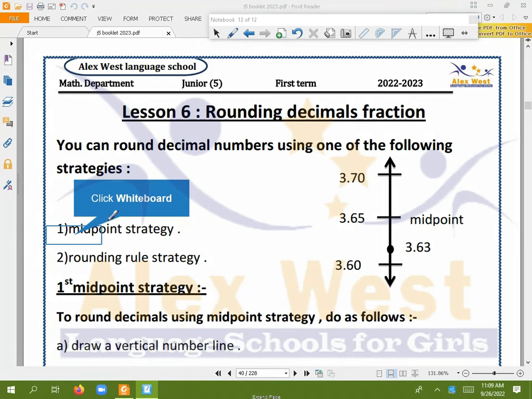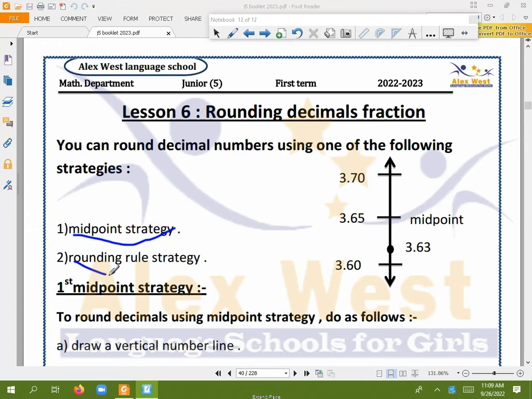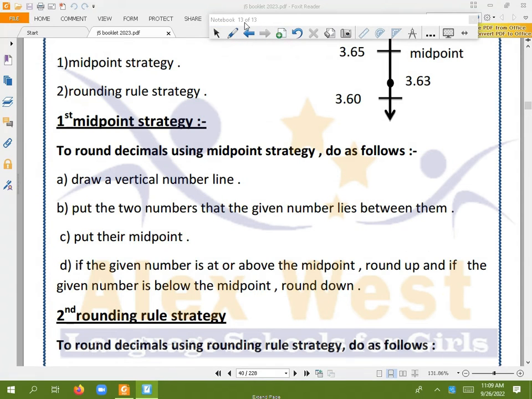Okay. Lesson 6, rounding decimal fractions. You can round decimal numbers using one of the following strategies. The first, midpoint strategy, and second, rounding rules strategy. Okay? Firstly, midpoint strategy. How can you use the midpoint strategy?